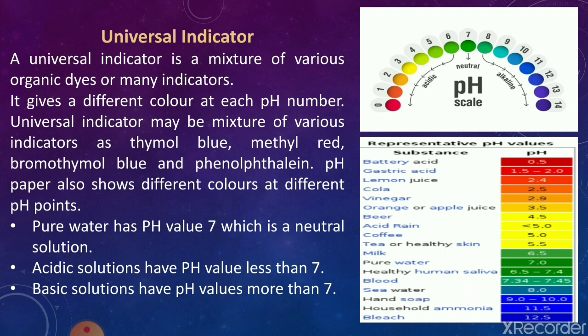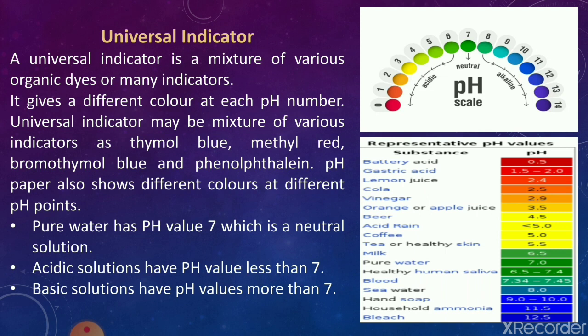Because what do other indicators do? They don't tell us the pH. They just give an idea whether the given substance is acidic or basic, but they do not tell us how strongly acidic or how strongly basic any substance is. But when we use a universal indicator, then we will come to know how strongly acidic or how strongly basic or neutral the substance is.